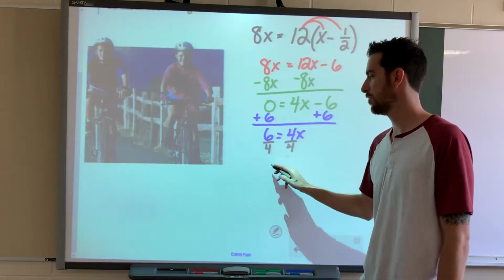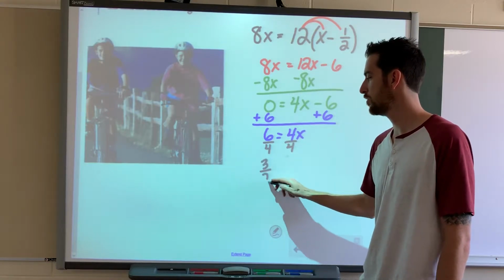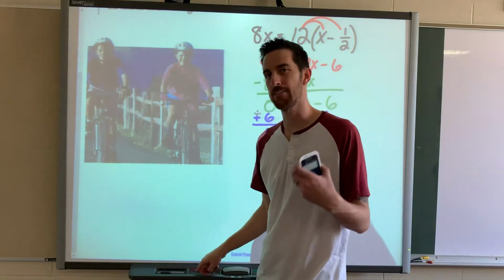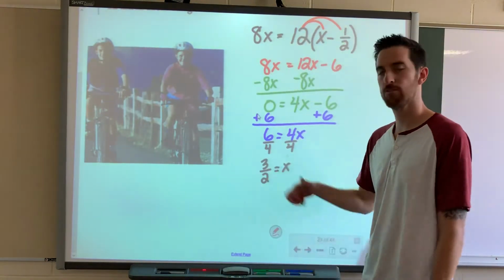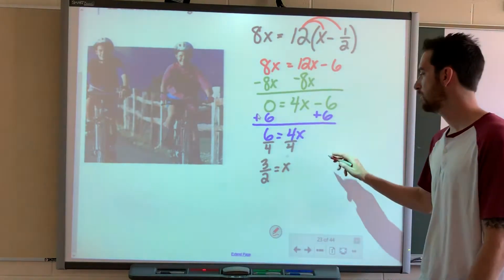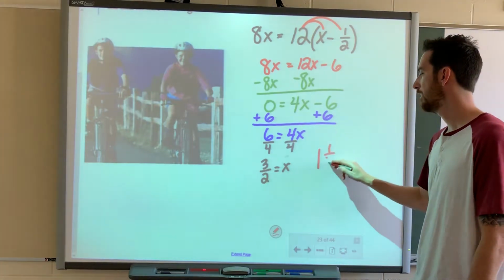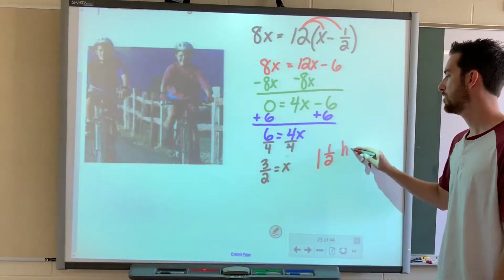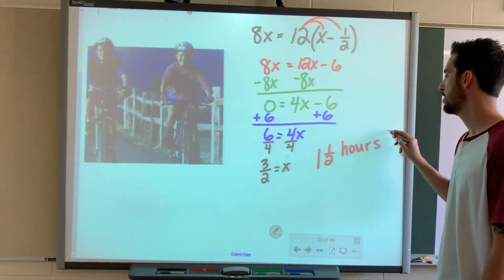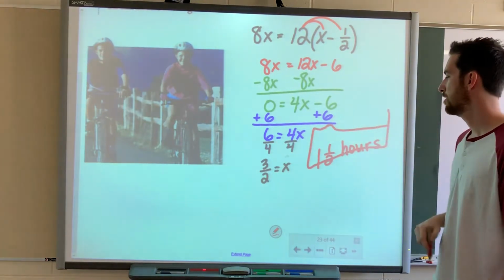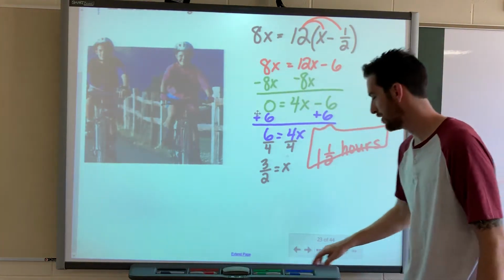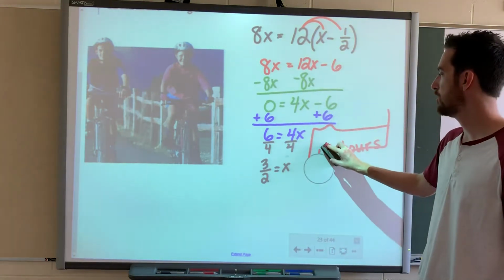So we have 6 over 4, which reduces to 3 over 2. Now, let's think of that as a mixed number. How many 2's go into 3? 1. So we'd say that's 1.5. We're talking about hours, right? We're talking about time. This is how long it'll take for them to actually catch up to each other.